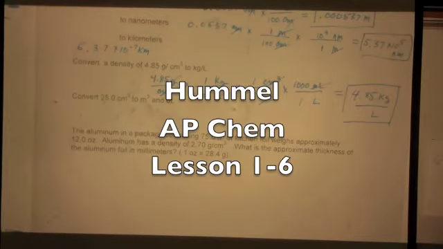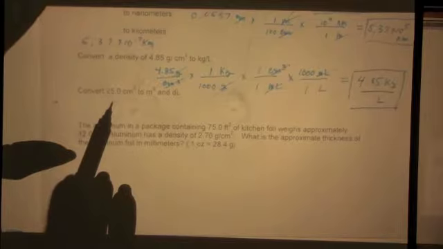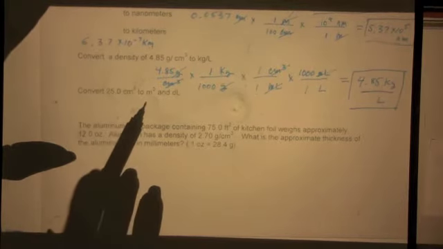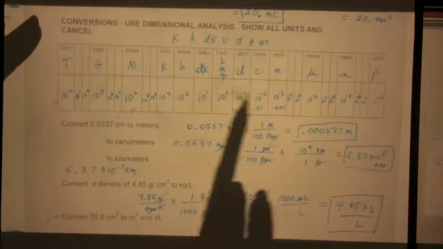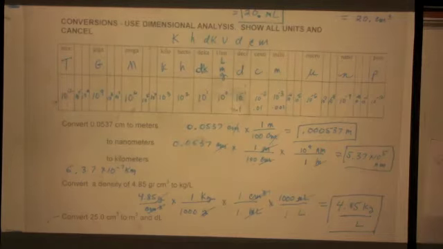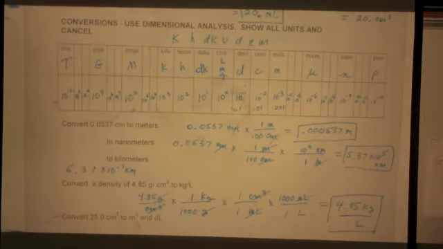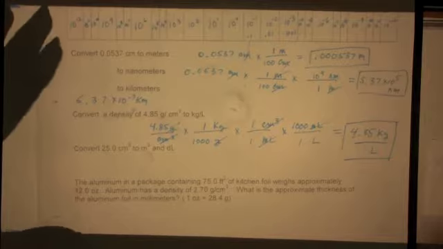Okay, one more thing about conversion. We're going from 25 cubic centimeters to cubic meters. Now when you look up here across, these are all, you know, your basic units: liters, meters, and grams. There's no squares, there's no cubes there. So you have to take care of that when you work your problem.